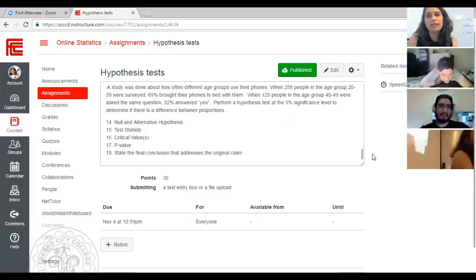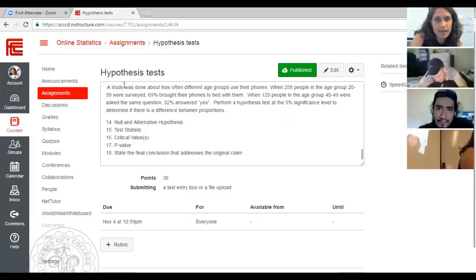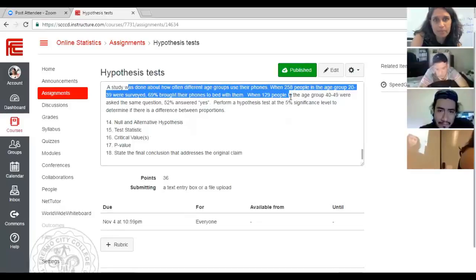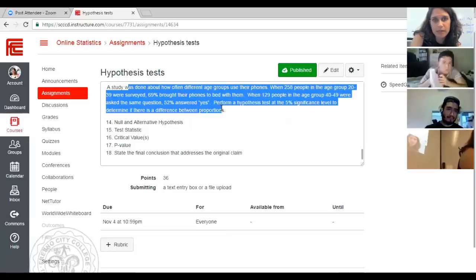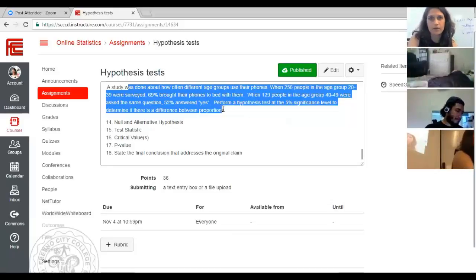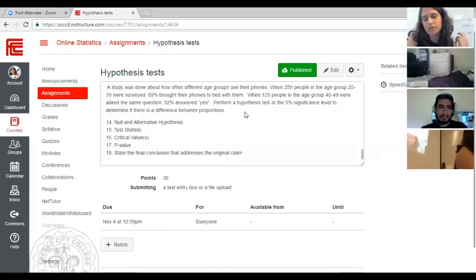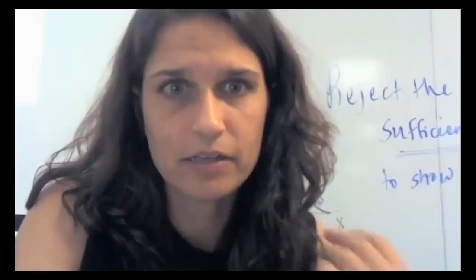And the big thing here is that it says 69% of people said one thing, 52% of other people said that they brought their phones to bed with them, and then we want to see if there's a difference in the proportions. Okay, so I'm going to show my whiteboard instead of the screen here. So I'm just going to stop sharing, and I'm just going to write down everything that it says on the screen.